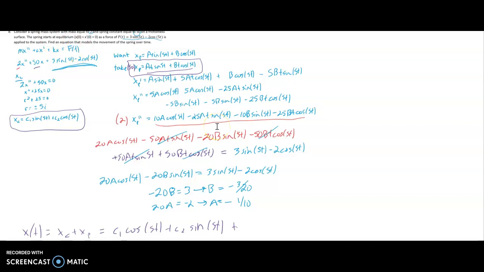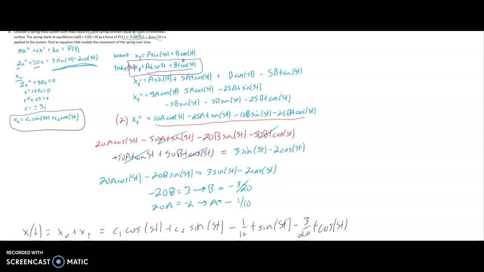To do that, I'm using what's in this purple box right here. A is negative 10, so I'll actually write minus. So minus 1 over 10 times t times sine of 5t. And then the next one's also minus, so minus 3 over 20 times t, this piece, times the cosine of 5t.